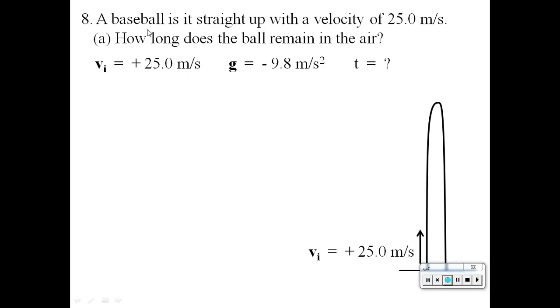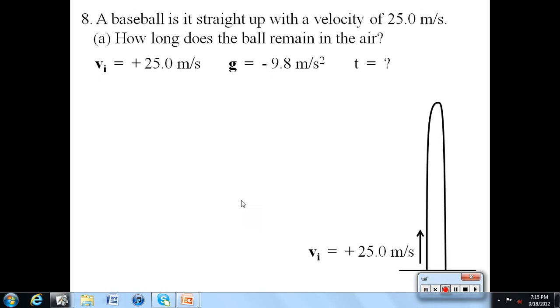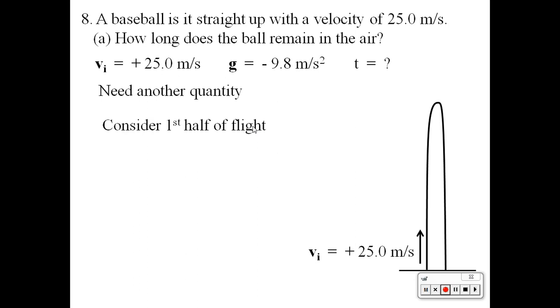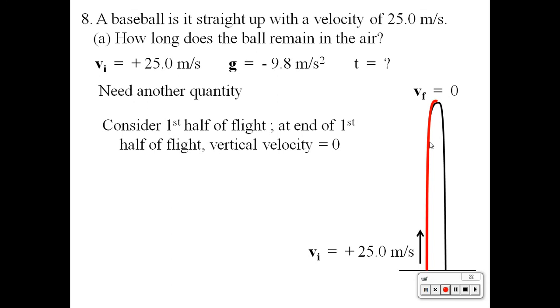Number 8, a baseball is hit straight up with a velocity of 25 meters per second. And how long does the ball remain in the air? So we have an initial velocity of positive 25 meters per second. We always have g, and we're looking for time. We need one more known, okay? And we're going to get that by doing a little trick. We're going to consider only the first half of the flight, because for the first half, just on the way up, the final velocity is 0. That will give us that last known that we need.